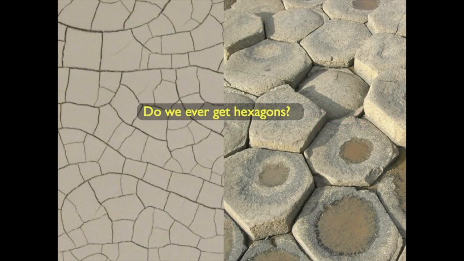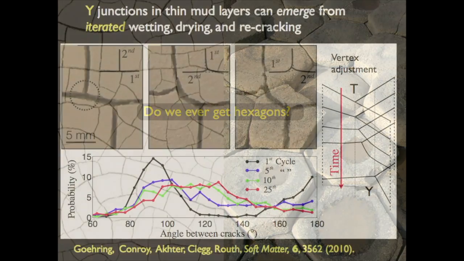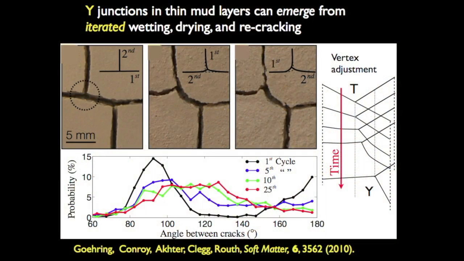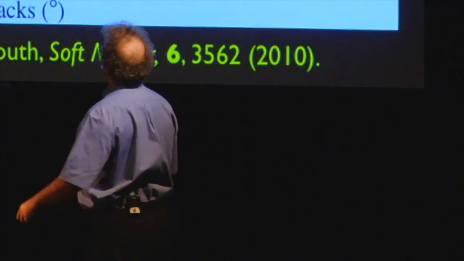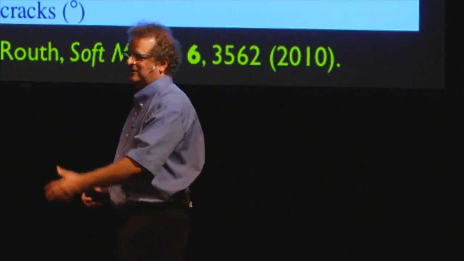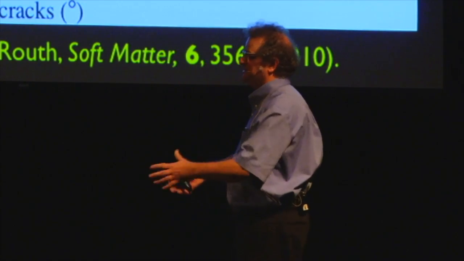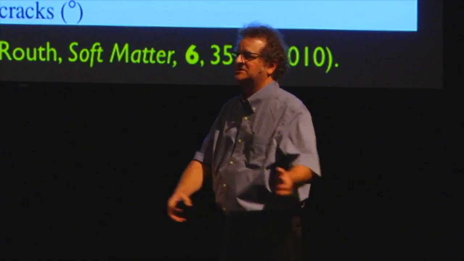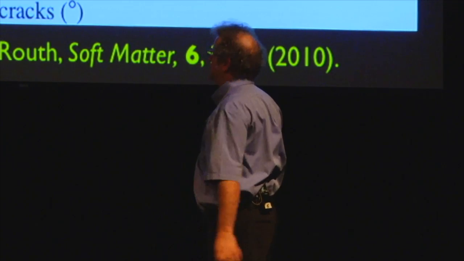If I can't make them by a cracking process which obeys the normal statistics of cracking, how can I ever get them? Well, it turns out you can get them not sequentially, but iteratively. First, you make a crack network which has T-junctions and square heads, and then you wet it, or you cool it, or you warm it up and cool it, or you do something to repeat the cracking process, and you crack it over and over again, and it turns out that makes it move from T-junctions and squares to Y-junctions and hexagons. And here's how it works.